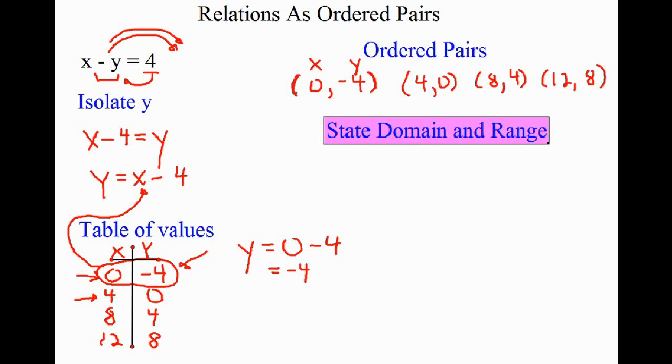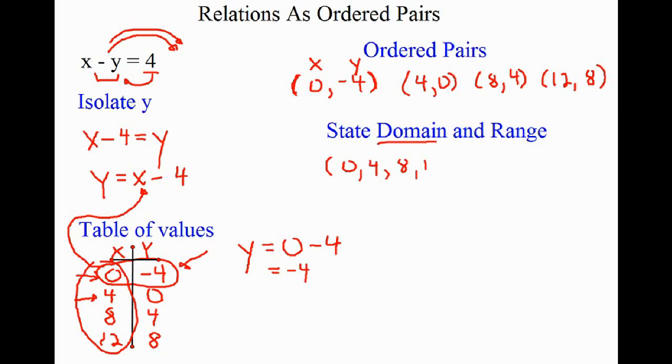So the last thing we're going to do here is state the domain and the range. As we talked about in the last video, the domain is the limitation on what x can be. Sometimes there's no limitation on what x can be, but in this case I did have a specific set of values for x, so that's my domain. So my domain in this case is all of those possible x values. So my domain would be 0, 4, 8, and 12. Those are all the possible values that we have for x.